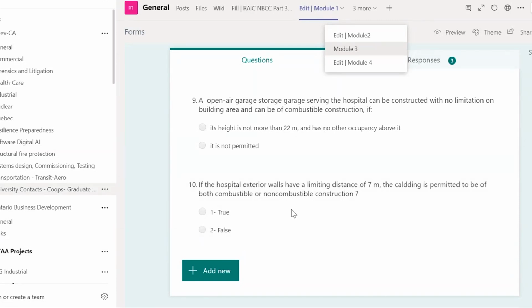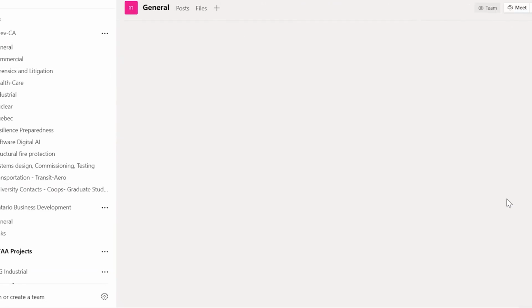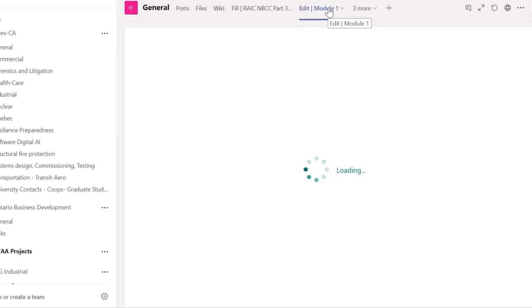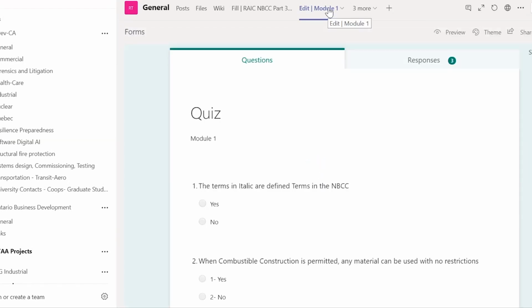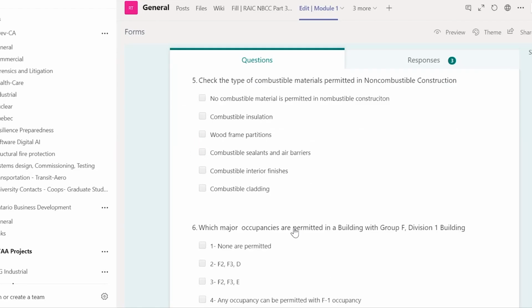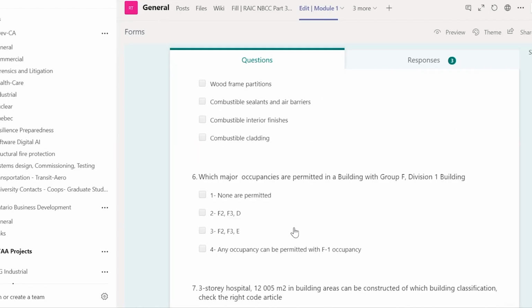Okay. So with that, can we review question 6 on quiz 1, please? Yeah. Question 6. Which major occupancies are permitted in a building of group F division 1? What are the answers? 2 and 3, but I'm not sure. Exactly. Yeah, 2 and 3. Right. So you probably got it right. You guys agree with him? But can you clarify how those are the answers?